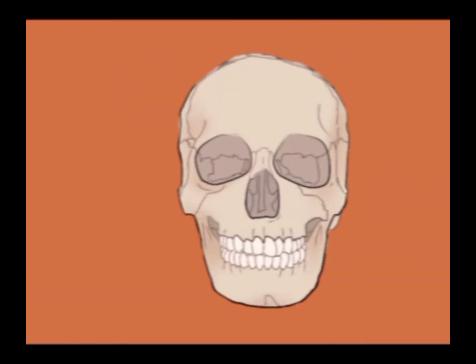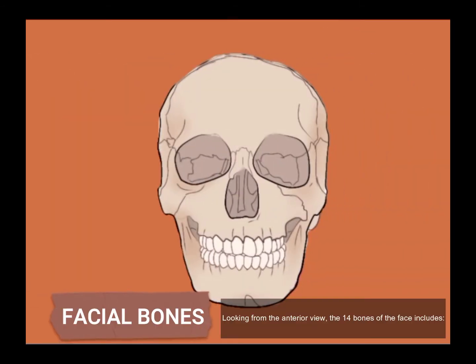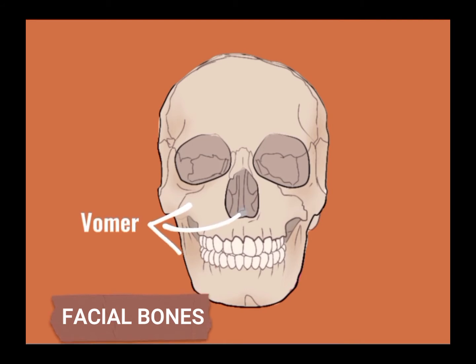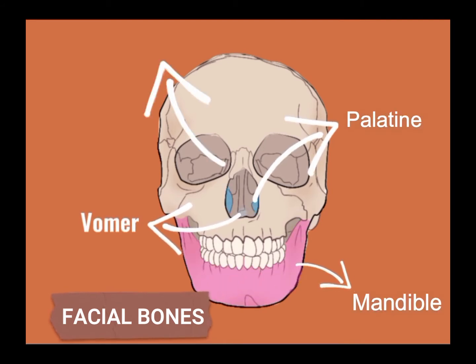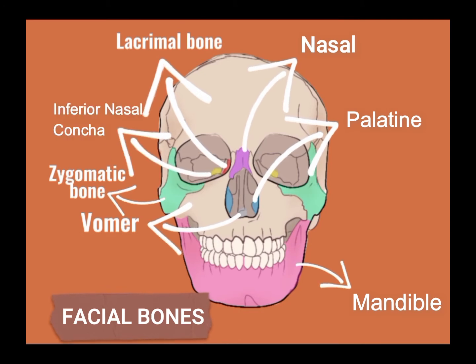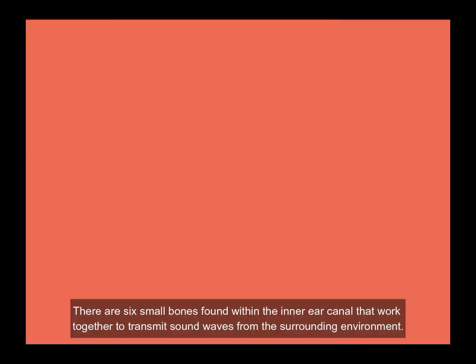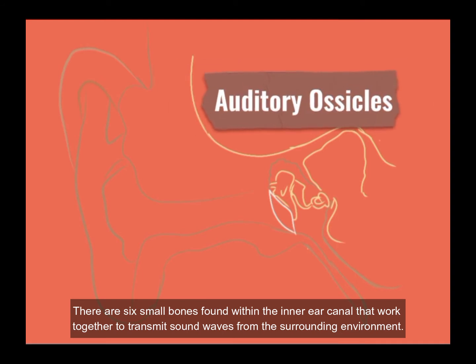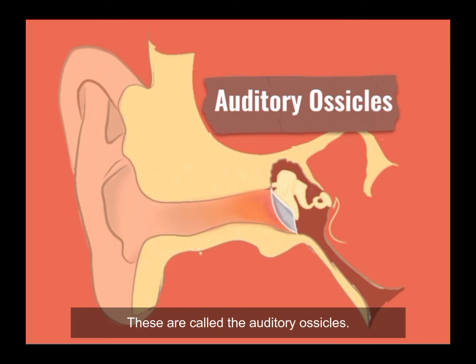Looking from the anterior view, the 14 bones of the face include the vomer, mandible, palatine, lacrimal, nasal, zygoma or zygomatic bone, inferior nasal concha, and maxilla. There are 6 small bones found within the inner ear canal that work together to transmit sound waves from the surrounding environment. These are called the auditory ossicles.